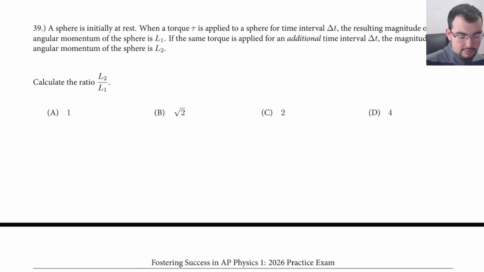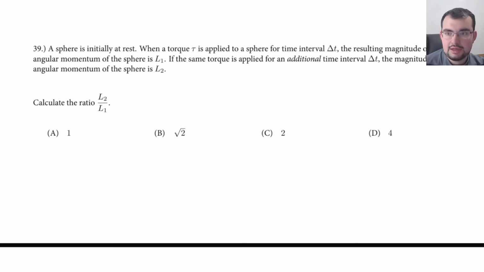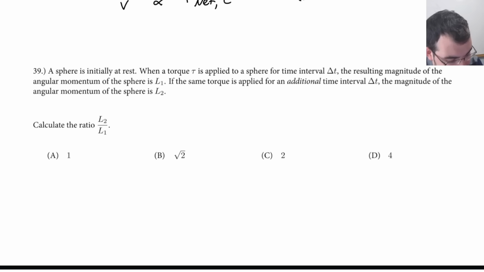All right, now to conclude with some non-bad ones. A sphere is initially at rest when a torque tau is applied for a time delta t. The angular momentum is L1. Then we do the same torque for another delta t. Then we get L2. We want to find L2 over L1. So when we're talking about torque and angular momentum, this is really the impulse-momentum theorem, but for angular. So we get delta L is tau times delta t.